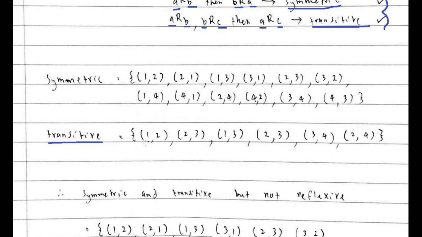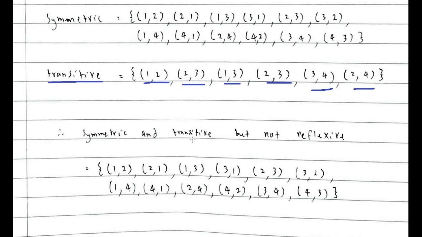So we have 1, 2, 2, 3. Then 1, 3 must exist, which is the relation between A and C. Okay, then we have 2, 3, 3, 4, and then 2, 4. So this is for transitive relation.